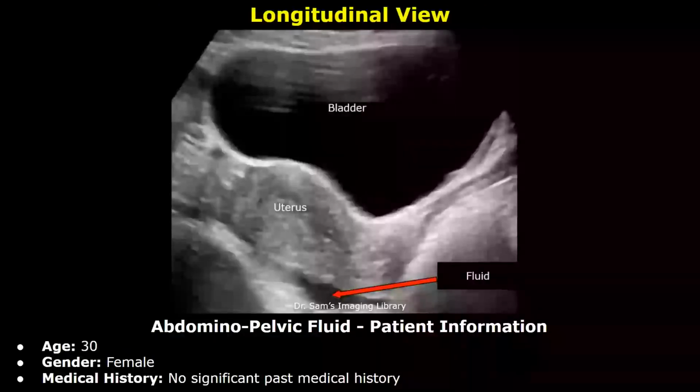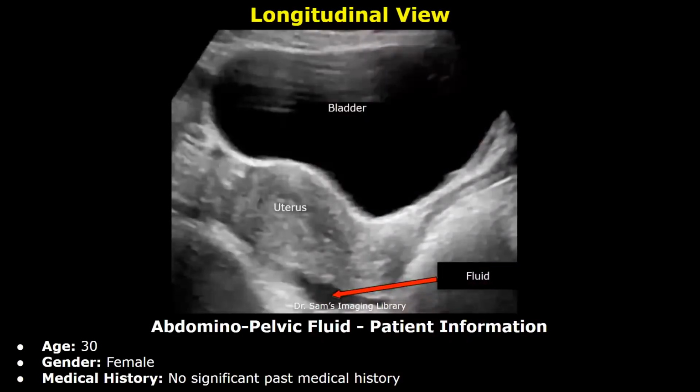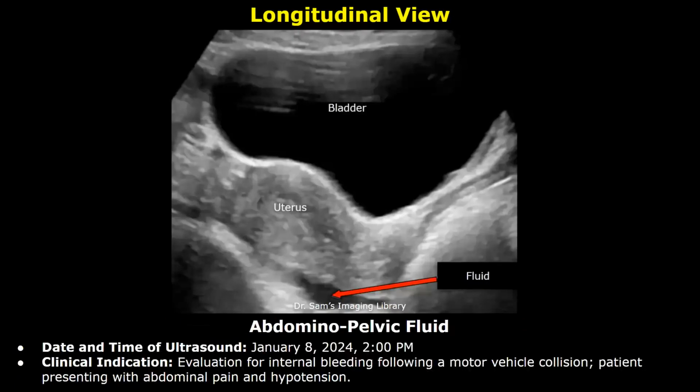This is an example report regarding abdominal pelvic fluid. The patient is 30 years old, gender female, no significant past medical history. Date and time: 8 January 2024, 2 p.m. Clinical indication: evaluation for internal bleeding following a motor vehicle collision, patient presenting with abdominal pain and hypotension.